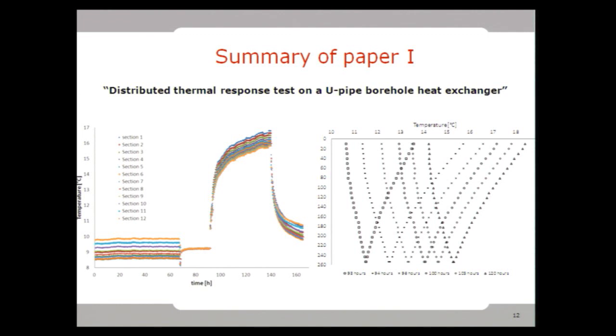The first paper appended to my thesis has the title Distributed Thermal Response Test on a U-pipe borehole heat exchanger. This test consisted of injecting about 9 kilowatts of power for a couple of days into this heat exchanger. Here you can see the period when I was measuring the undisturbed ground conditions, then a period of precirculation of the fluid without heat injection, the heat injection period, and the thermal recovery period.